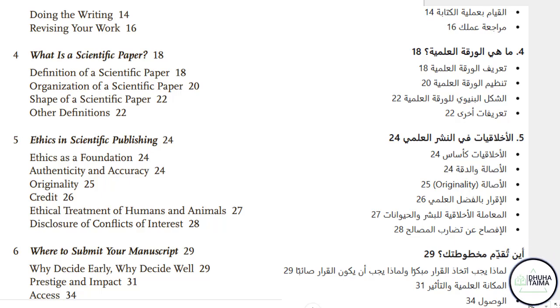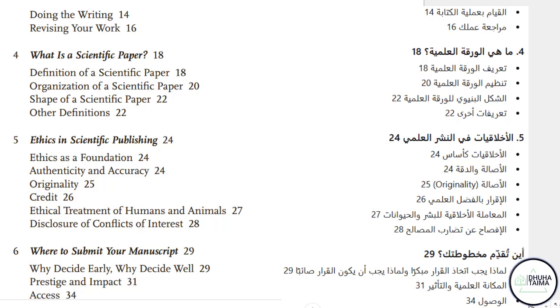4. What is a scientific paper? Definition of a scientific paper. Organization of a scientific paper. Shape of a scientific paper. Other definitions.